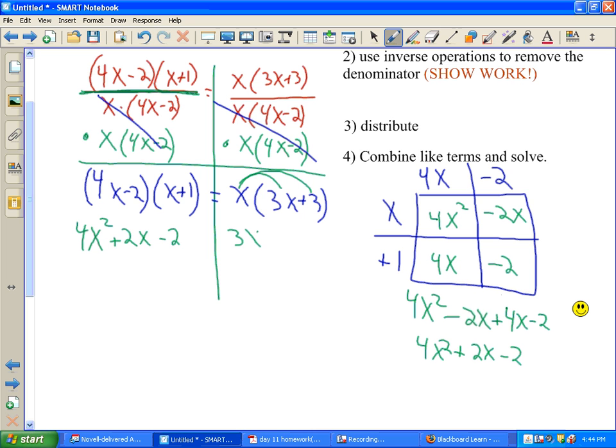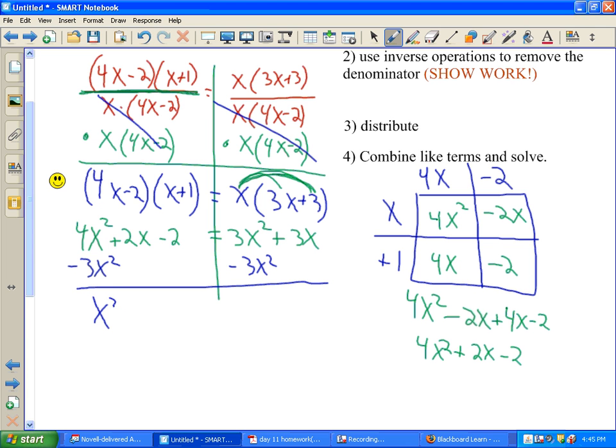X times 3x is 3x squared. X times the 3 is positive 3x. Now, we learned a new tool today in the classroom, and that said that whenever we have an exponent of 2, which is called a quadratic equation, we're going to take everything from the right-hand side and move it to the left. So I'm going to subtract 3x squared, subtract 3x squared, and I'm left with x squared plus 2x minus 2 equals 3x. I said everything, so we have to subtract the 3x.